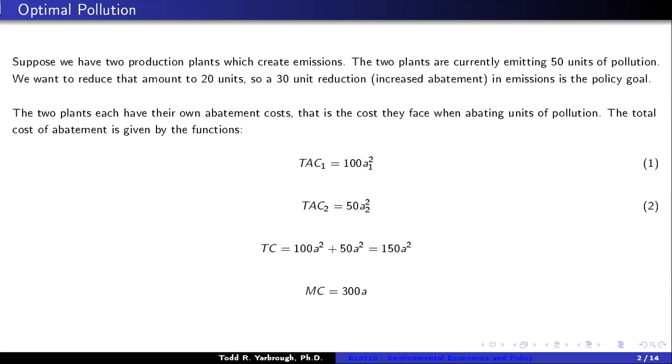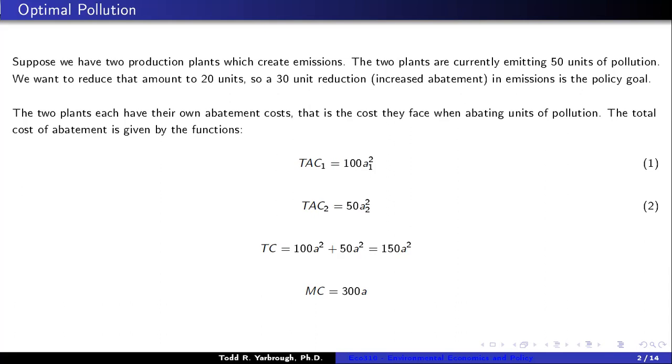In the individual firm cost curves, you should see, of course, that the only cost the firm faces is how much they abate themselves. So the cost function for firm 1 only covers abatement from firm 1, and the same is true of firm 2.